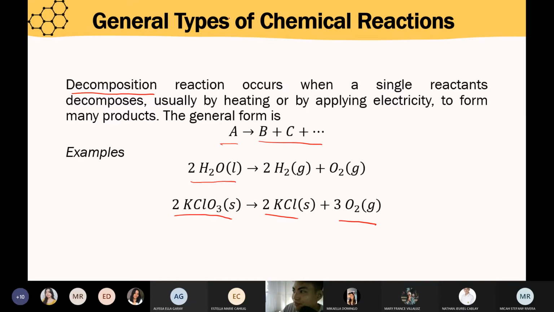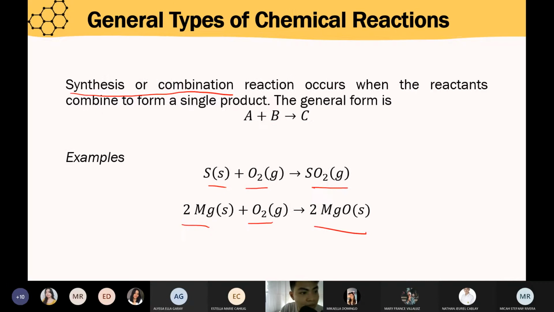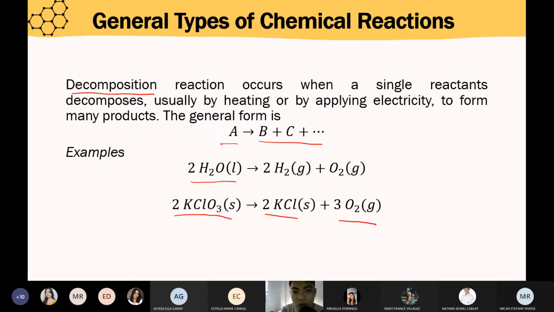So again, these are the two basic types of reaction: synthesis, two molecules or more combining to form one product. Decomposition, you have one reactant decomposing into multiple products. Basically, yung mga products mo, they came from your reactant, obviously. So for example, the hydrogens in the product came from this. The oxygens came from this as well.